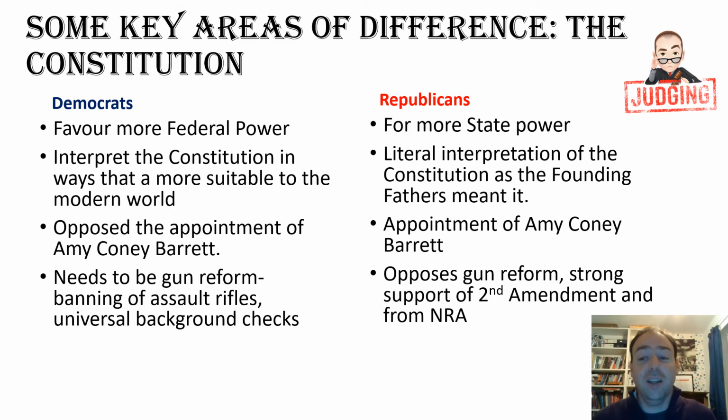In terms of guns, the Democrats see the need for gun reform. Biden calls for the banning of assault weapons such as assault rifles, calling for universal background checks, making it easier to make gun sellers and gun manufacturers accountable for what happens with their weapons. So we are seeing a call for greater gun control by the Democrats, whilst the Republicans stand very strongly behind the Second Amendment and oppose gun reform, and the NRA stands very strongly behind the Republican Party.